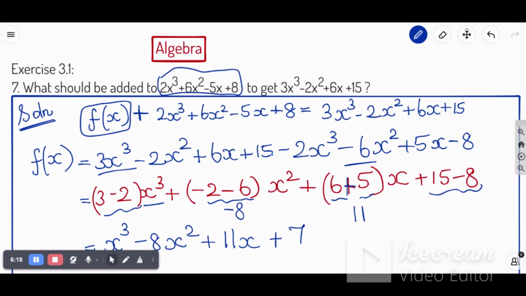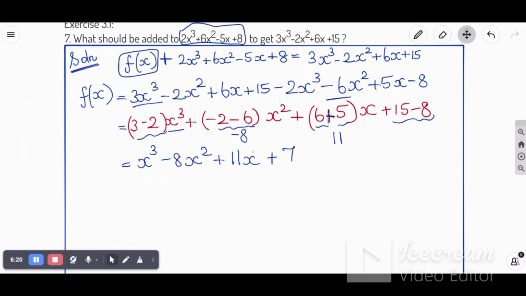So hope you understood this. Then you can find your answer. Now you have concluded with your answer. So this is your answer. This should be added to the given polynomial to get the answer.